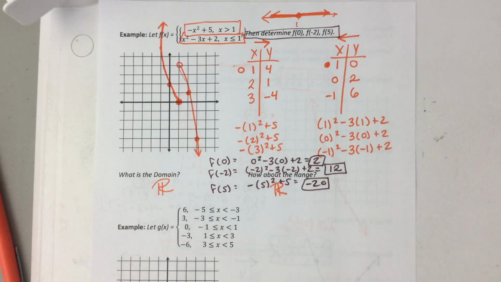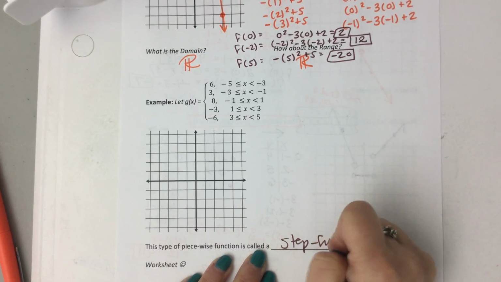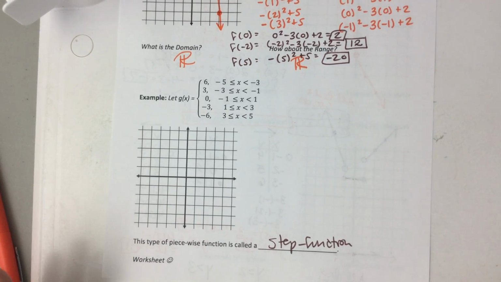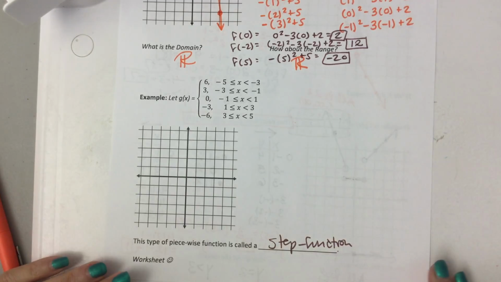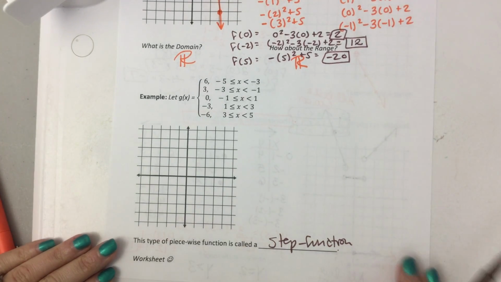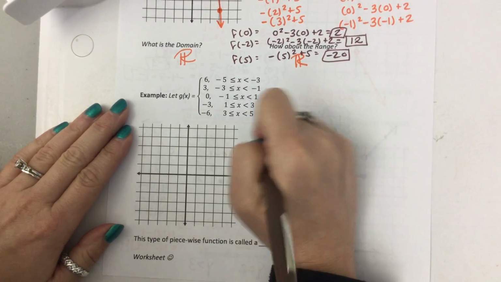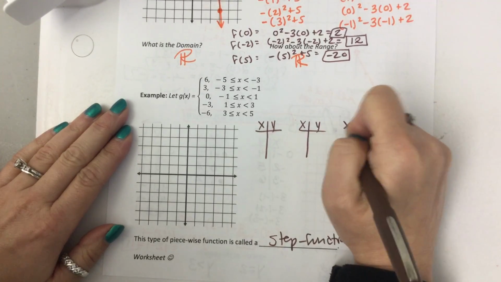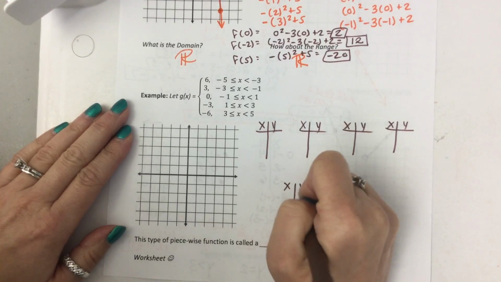Okay, last thing that we are going to graph. This type of piecewise function is called a step function. And it's really, really cool because at the end it looks like stairs. Notice that these are all constants. And when you have a constant, the result is going to be a horizontal line. So if I go ahead and make XY tables, I would need 1, 2, 3, 4, 5 of them, but that's okay. We got this.